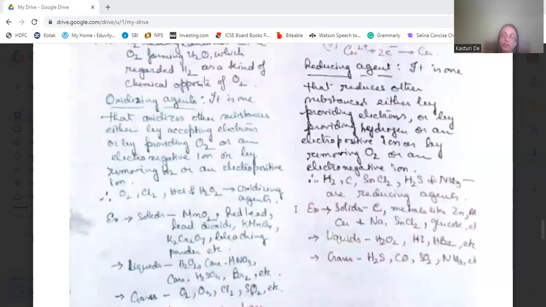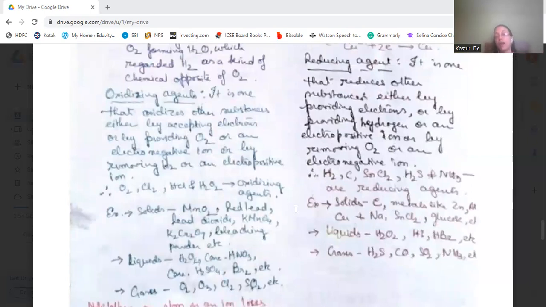Some solids which are oxidizing agents: manganese dioxide, red lead, lead dioxide, potassium permanganate KMnO4, potassium dichromate K2Cr2O7, bleaching powder, etc. These are all solid oxidizing agents. Some liquid oxidizing agents: hydrogen peroxide, concentrated nitric acid, concentrated sulfuric acid, bromine, etc. Then some gaseous oxidizing agents are oxygen, ozone, chlorine, sulfur dioxide, etc.